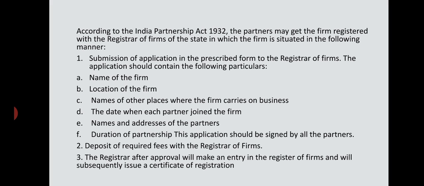Second one is deposit of required fees with the Registrar of Firms. When the firm needs to be registered, some fee has to be paid by the partners to the Registrar of Firms. That required fee they have to deposit. And third one is, the registrar, after approval, will make an entry in the register of firms and will subsequently issue a certificate of registration. When the above formalities are completed, and if the registrar is satisfied with all the above mentioned documents, he will issue a certificate of registration to the partners.